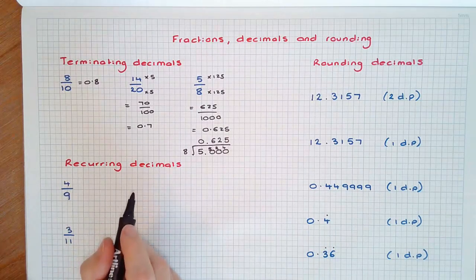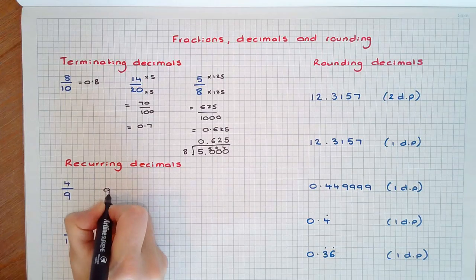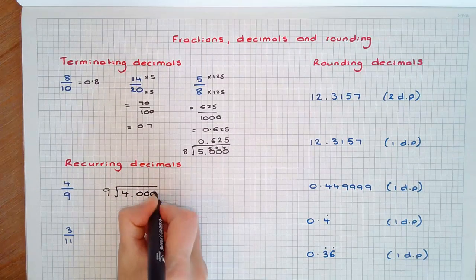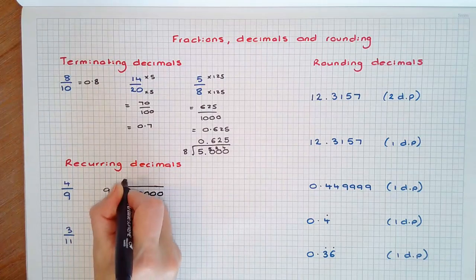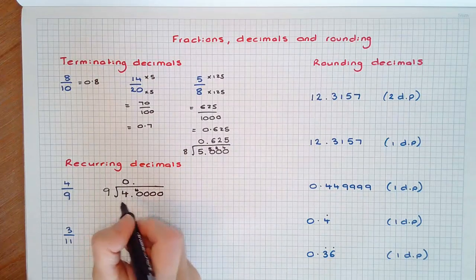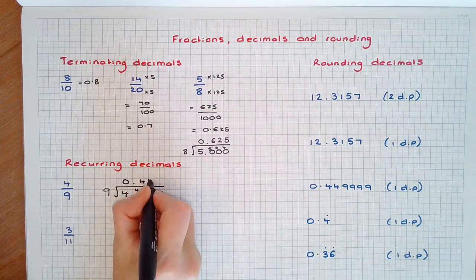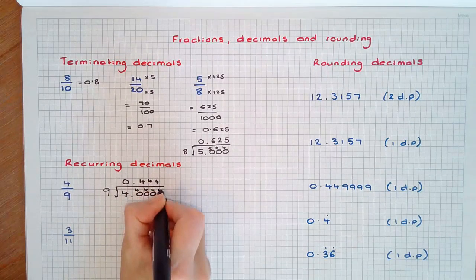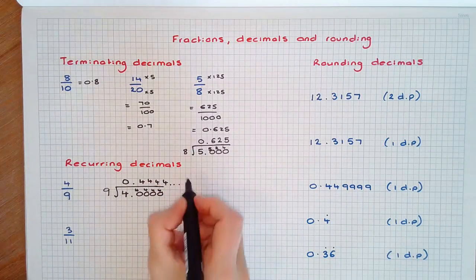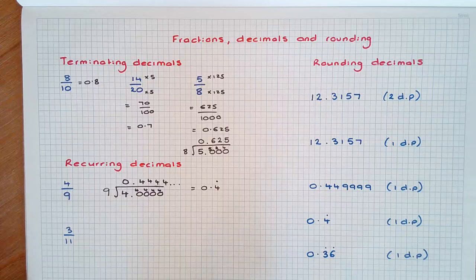But not all decimals will terminate. For example, 4/9. 9 is the divisor. Again, I'll put a decimal place and some trailing zeros. 9 can't go into 4, so I'll carry up the decimal place and carry it over the 4. 9 goes into 40 4 times with 4 remainder. 9 again goes into 40 4 times 4 remainder, and you can see that we're in a reoccurring pattern. This is a reoccurring decimal and is written as 0.4 with a dot above the reoccurring digit.